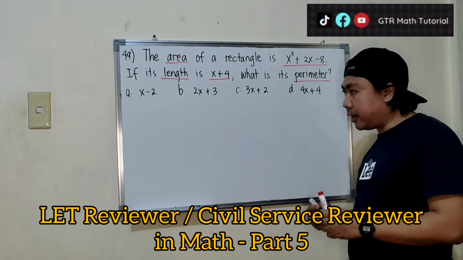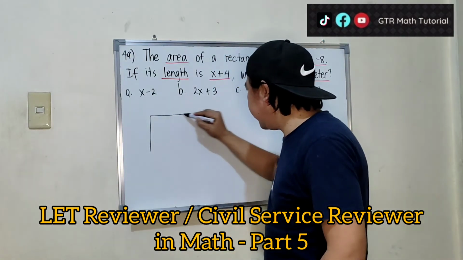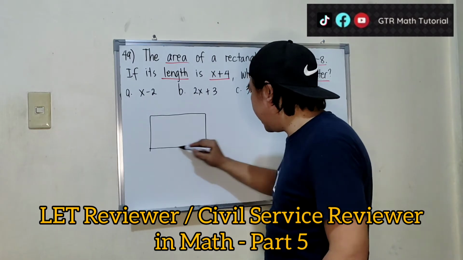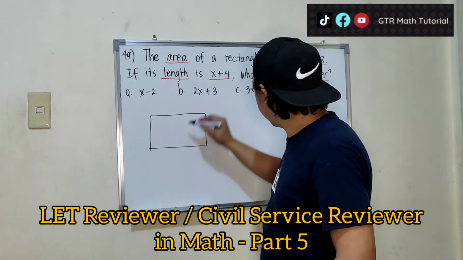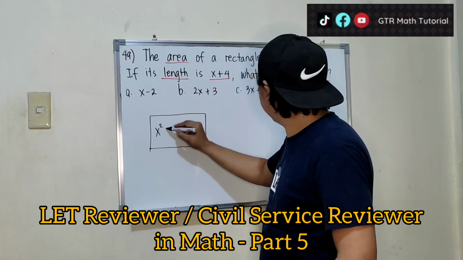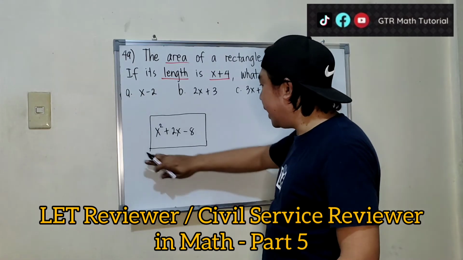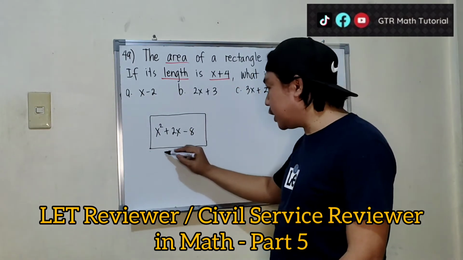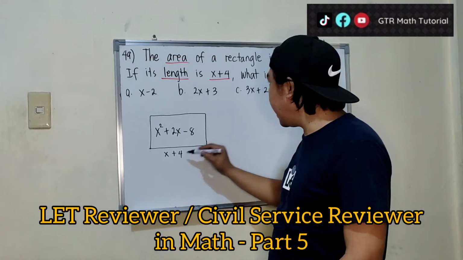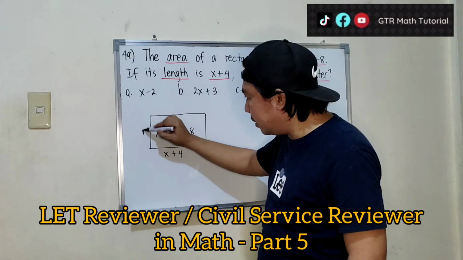So, drawing natin ang figure. So, ito ang rectangle natin. Ang area daw niya, so yung nasa loob, yung number of square units ay x squared plus 2x minus 8. And then, ang length, yung mas mahaba, ay x plus 4. Ang hinahanap natin ay perimeter. So, kung ito yung length, ito yung width.